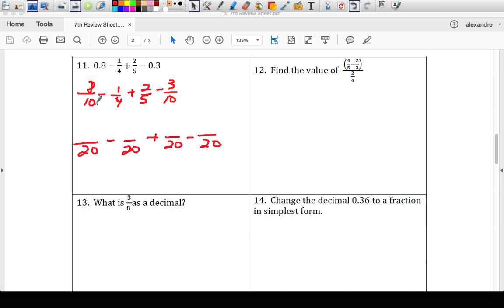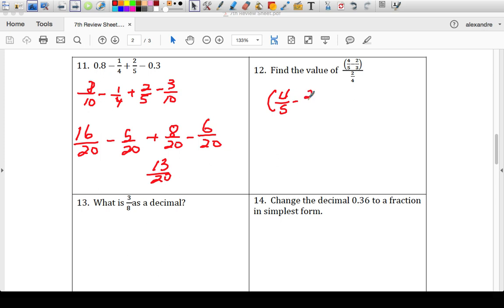Okay, how did the 10 become a 20? Times 2, so top is 16. What is this? Times 5, so it's 5. Times 4, so it's 8. Times 2 at the bottom, so times 2 on top is 6, sorry. 16 minus 5 is 11. 11 plus 8 is 19. 19 minus 6 is 13. 13 over 20.